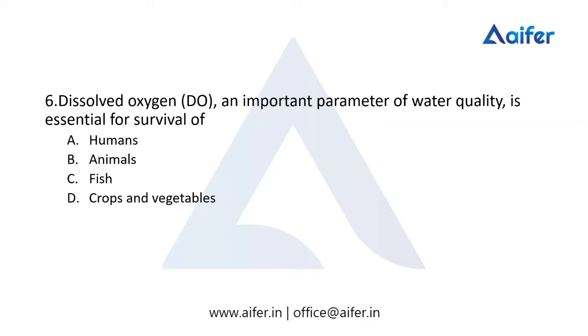Okay, so we'll be discussing the question. I hope you know what dissolved oxygen is. Dissolved oxygen is the amount of oxygen that is present within the water. Since dissolved oxygen is all about the amount of oxygen present in the water, the answer is an easy one. Option C, fish, is the correct answer, because the oxygen present inside the water is important for the survival of fish.